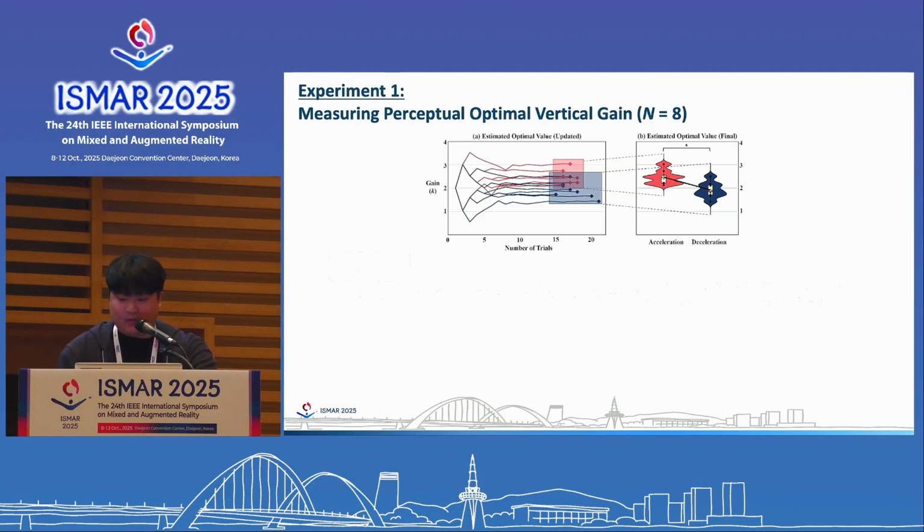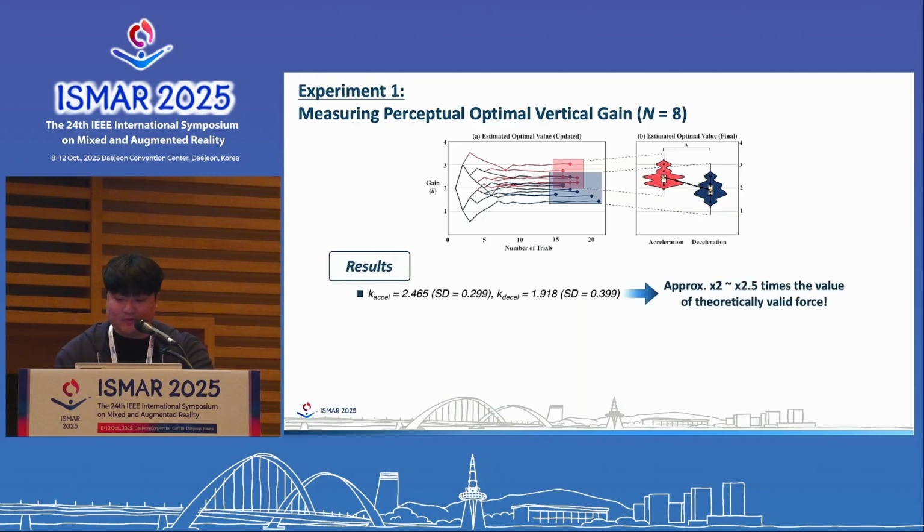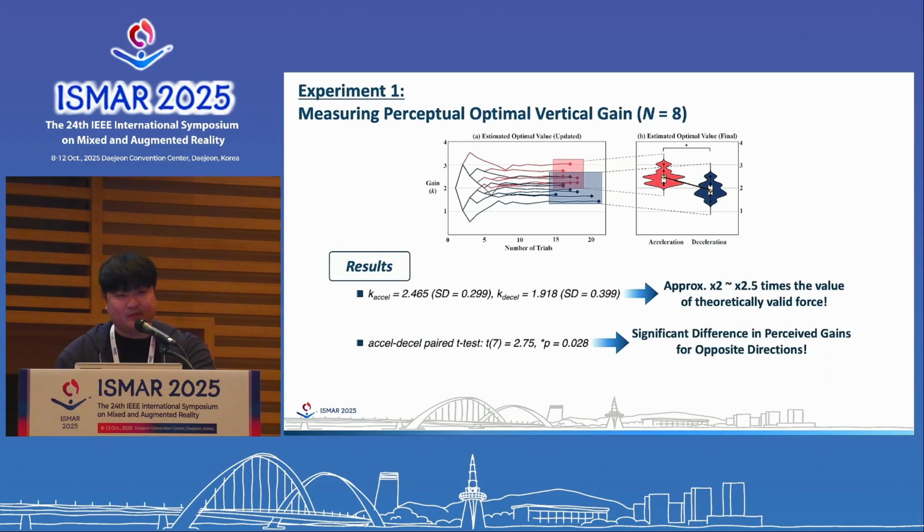And we found that the optimal gains ranged from around 2 to 2.5 times the amount of virtual tilt compared to the physical force. And we also found a significant difference in perceived gains between acceleration and deceleration, with the former requiring more visual exaggeration than the latter.